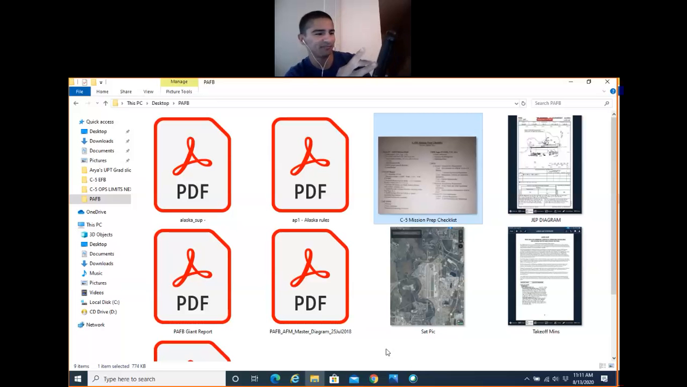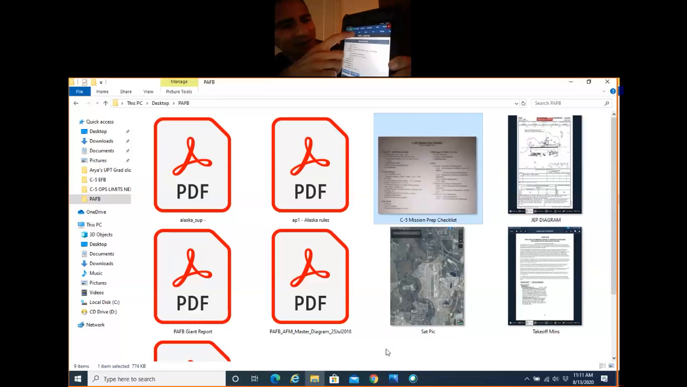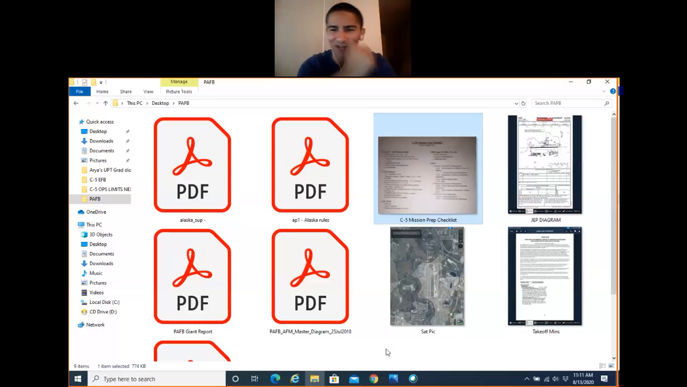You type PAFB in your pubs and look at it in the Aero app. Go here to airport diagram. You'll see there's nothing there. So that new first pilot who flies over to PAFB and in the air is like, all right, going to land, let's go see what the airport looks like. You're not going to be able to do it. You don't have it with you.